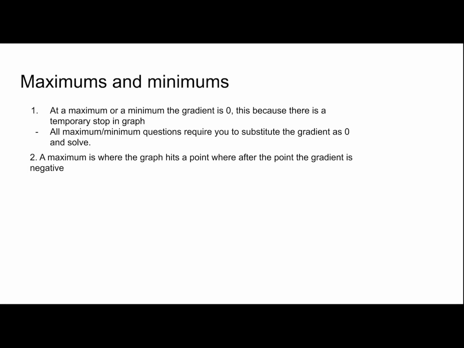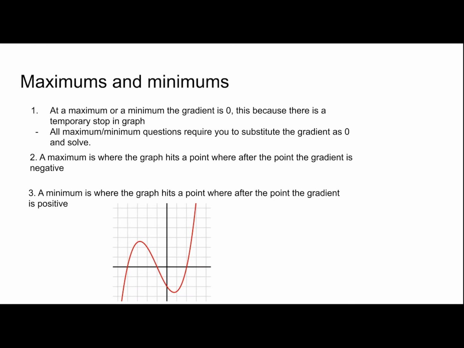Alright, so a maximum is when a graph hits a point where after the point the gradient is negative, and a minimum is where the graph hits a point where after the point the gradient is positive. I think I do have a picture here. So we've labeled the maximum and the minimum for this cubic. As you can see, there's a maximum on the left hand side, and after that maximum the graph starts sloping downwards. Again with the minimum, after that minimum the graph starts sloping upwards.